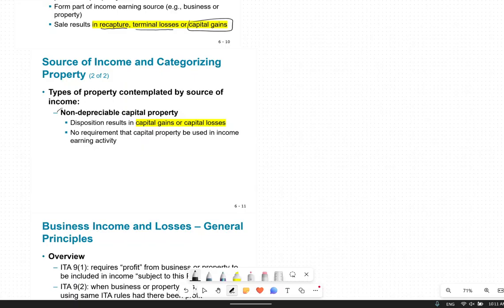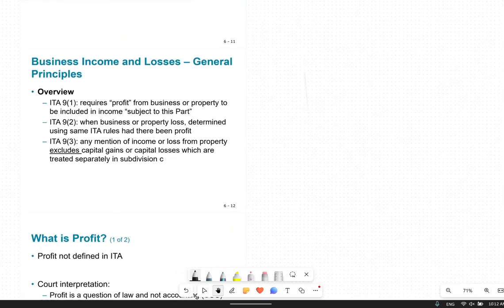You could have a property that is non-depreciable. If it's non-depreciable, at the time you sell it, you're only going to have a capital gain or loss. You will not have a recapture or a terminal loss.